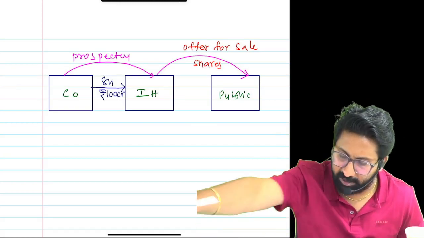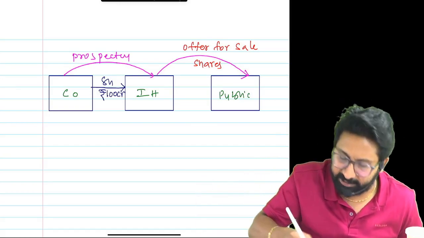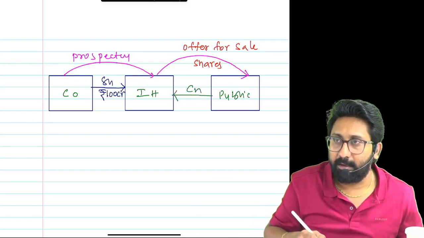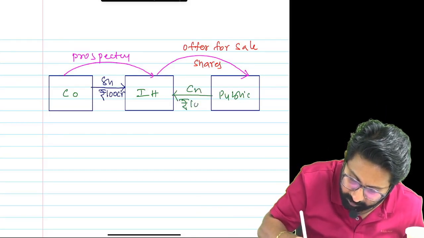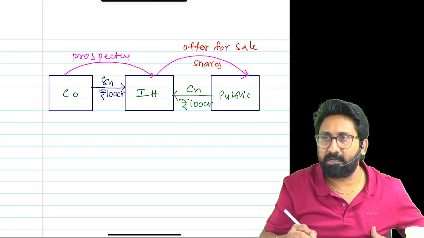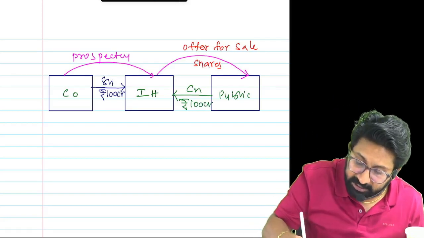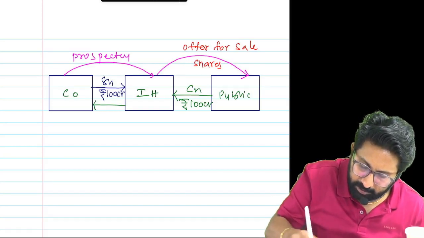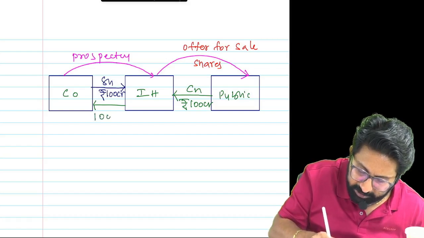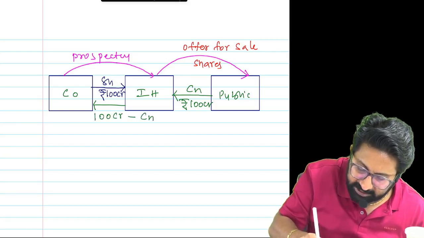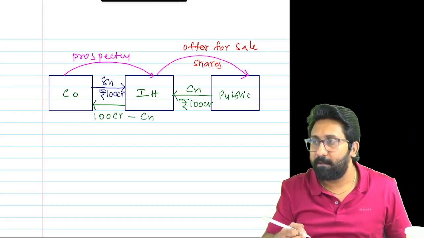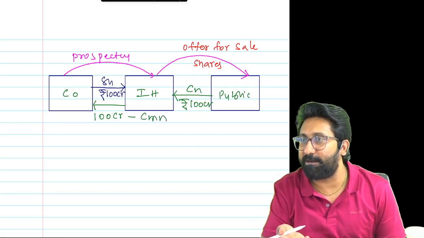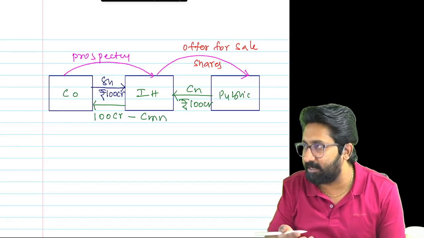Okay. Now see what will happen. The public subscribes to the shares. They will pay the consideration of how much? 100 crore. This 100 crore rupees will be passed on to whom? The company. The company will receive 100 crore minus commission. The issue house will not do all this free of cost. It will charge some commission.